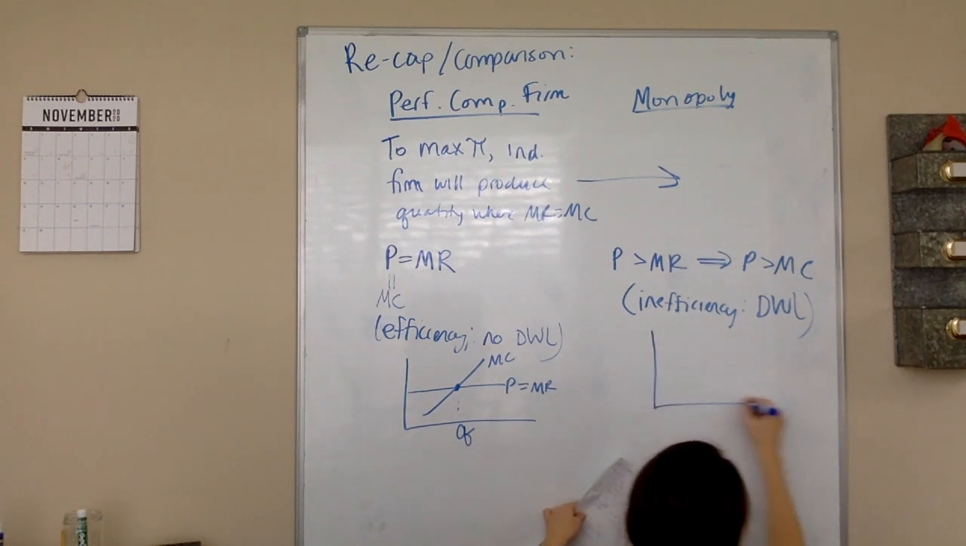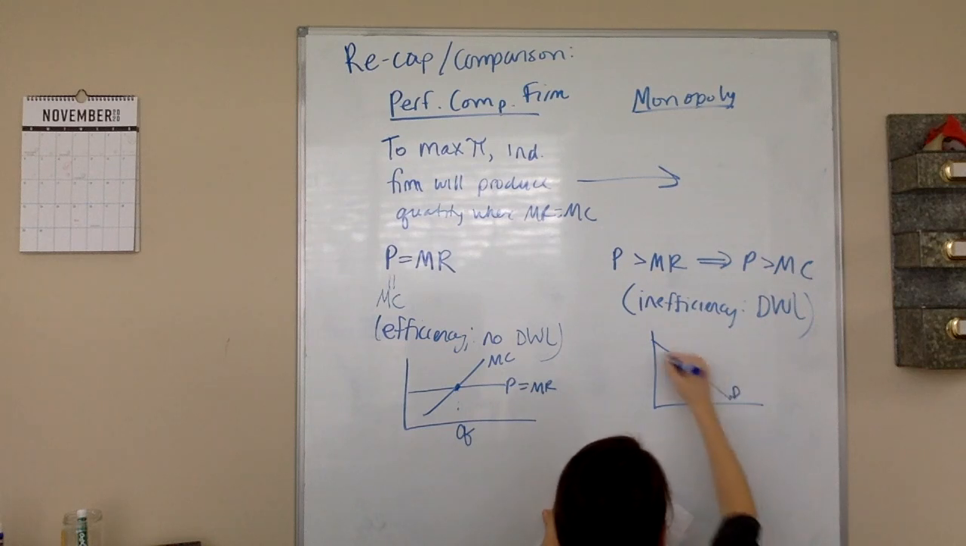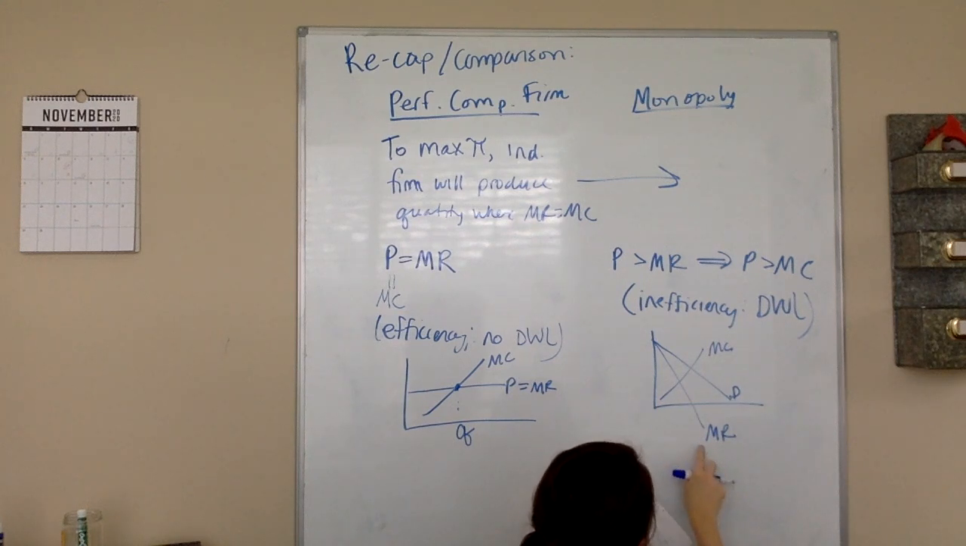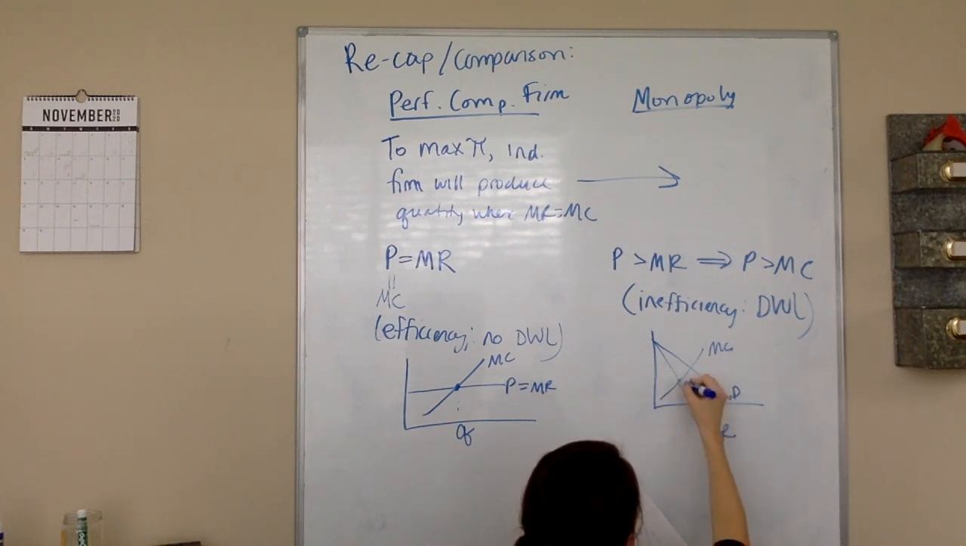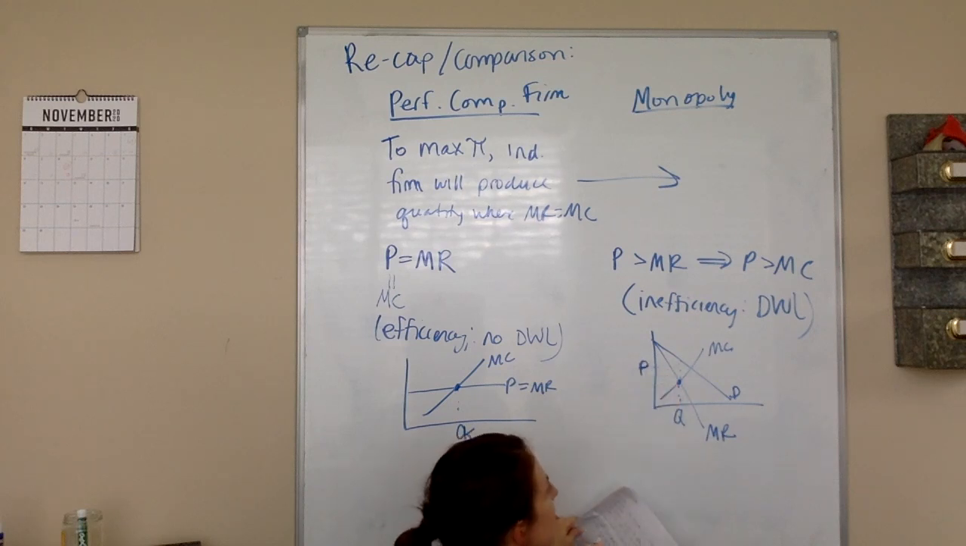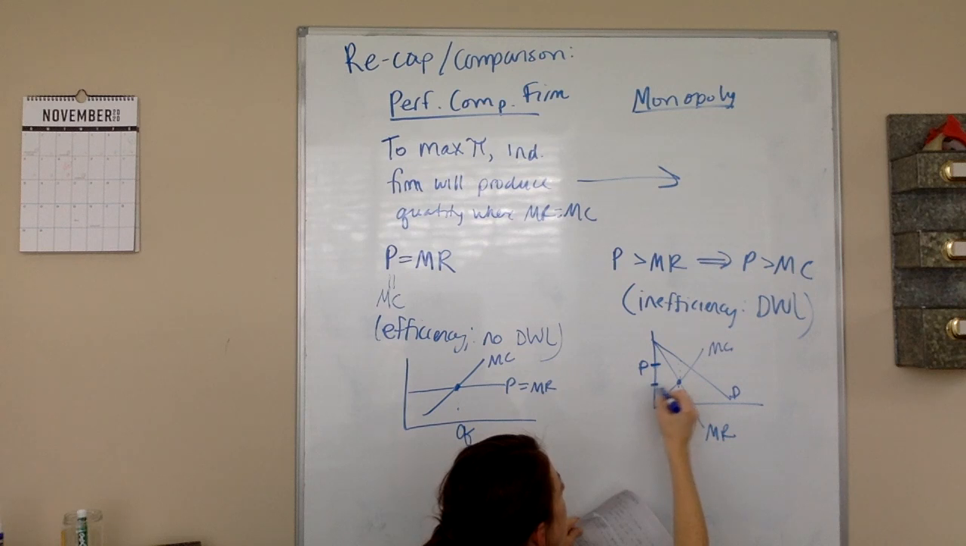For a monopoly, they've got a demand curve. They've got a marginal revenue curve. They've got a marginal cost curve. They're going to produce where marginal revenue equals marginal cost, which is right here. Based on this quantity, they're going to go up to their demand curve, and this is going to be the price that they're going to set themselves at. Well, this is their price. This is the marginal cost at the quantity that they're producing.